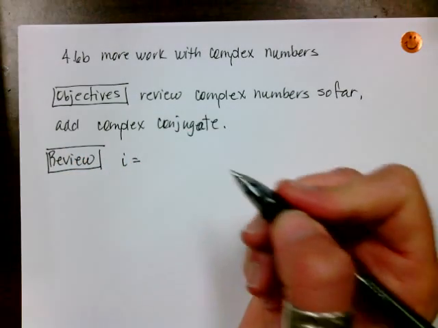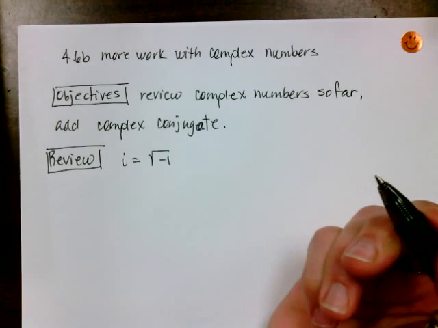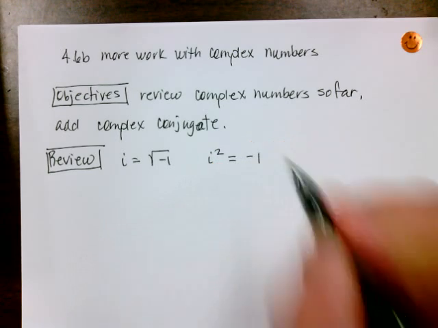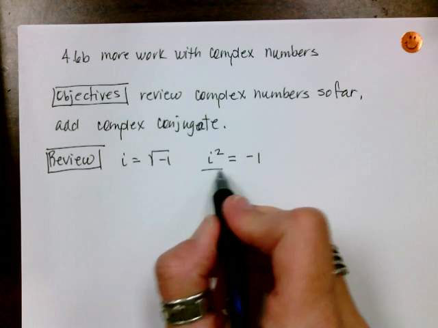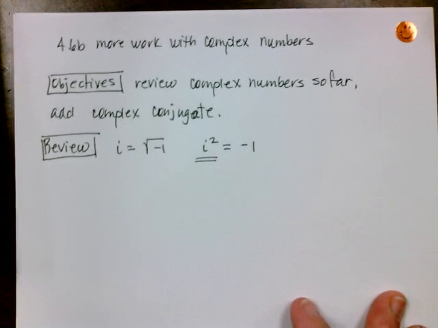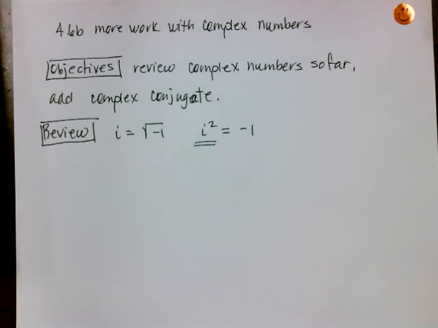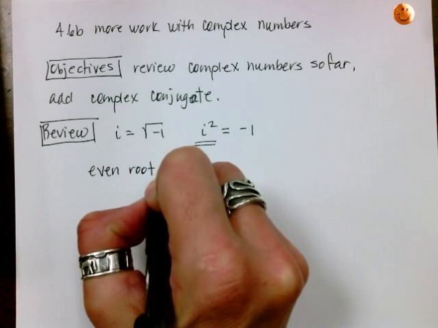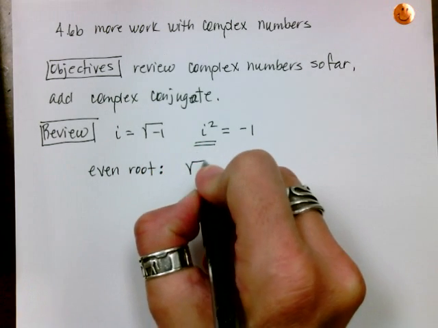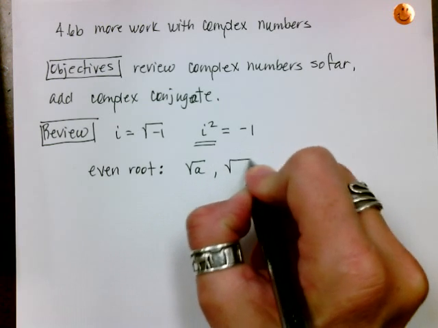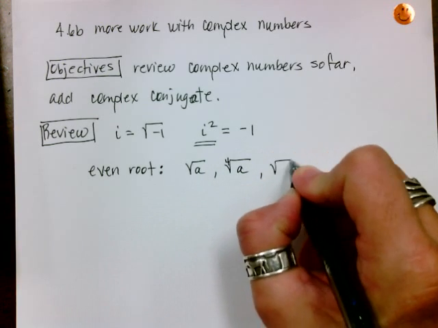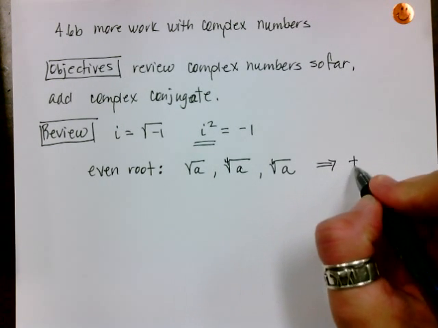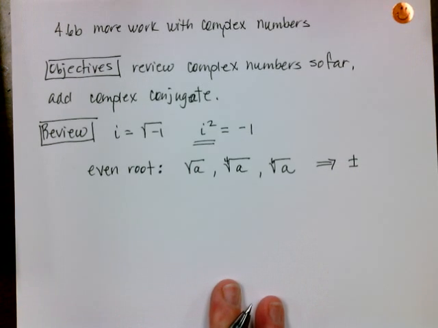Remember that we talked about i represents the square root of -1. We also talked about that i squared is equal to -1, and I need this information to reduce many of my statements. I also want to talk about an even root because I think there's been a little bit of confusion about that. If I took a square root, a 4th root, a 6th root, those would be even roots, and they would all have two solutions, a plus and a minus.